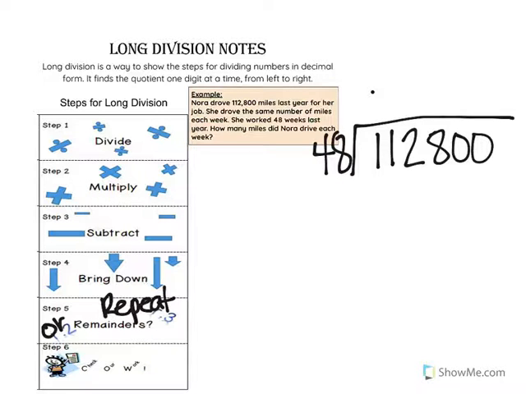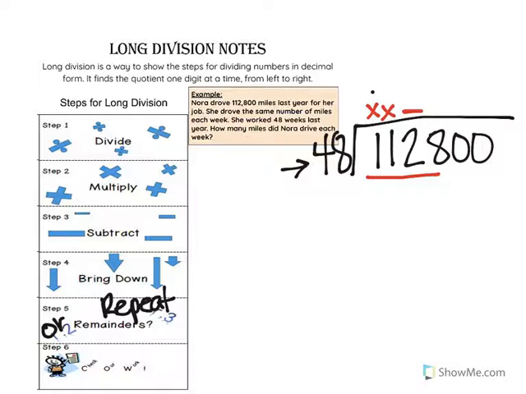Alright, so when we're dividing, we look at how many times 48 can go into 112. Because we know 48 can't go into 1, so there'll be no number here. We know 48 can't go into 11, so there'll be no number here. So our quotient would begin over the 2 because we're dividing into 112. So we see 48, and we ask ourselves, how many times does 48 divide into 112 without going over?